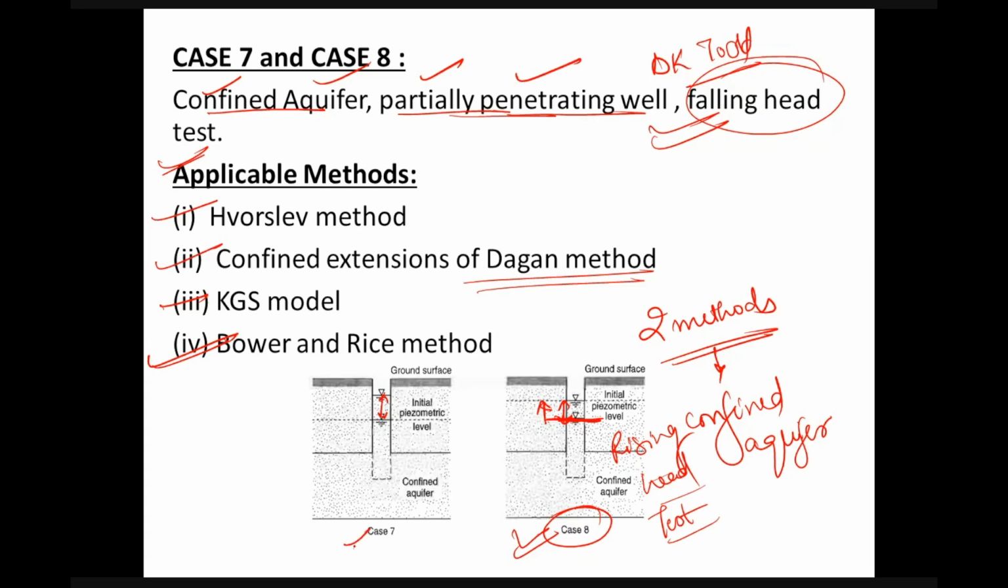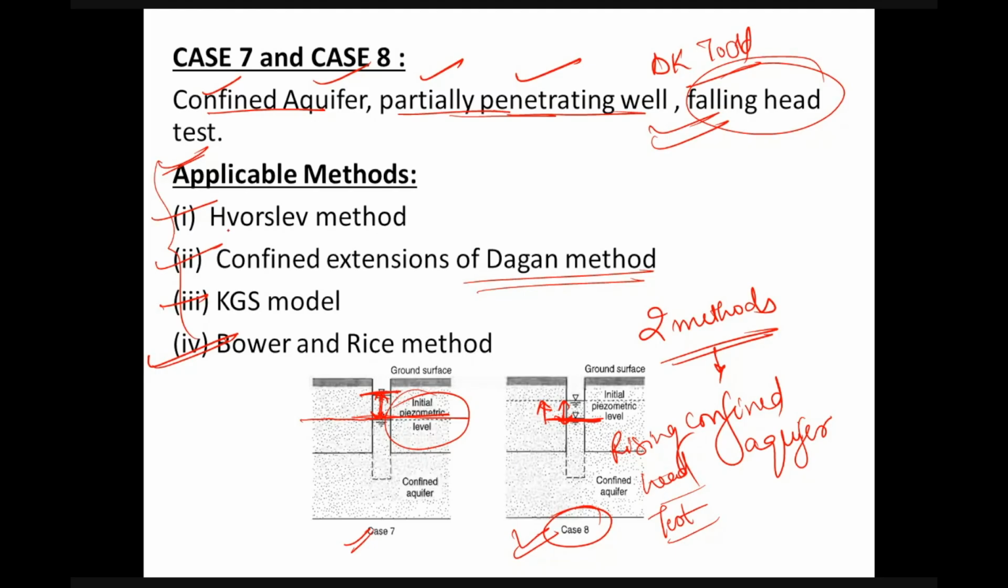But in this case 7, we have the water level at a higher elevation in the well of this confined aquifer. So to maintain its hydrostatic balance, to maintain the initial piezometric level, we have to conduct the falling head test here. So what are the methods that are applicable in these partially penetrating wells?